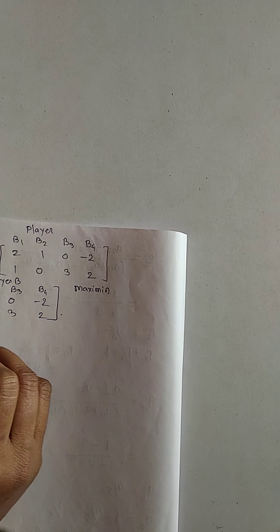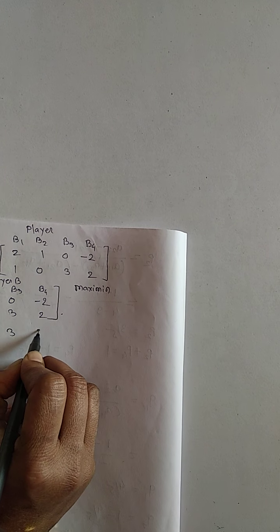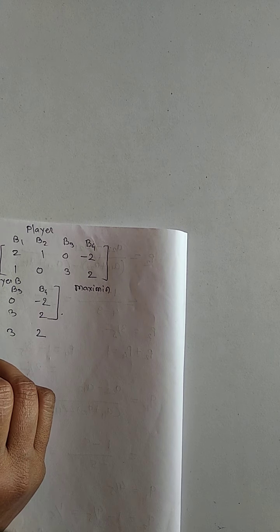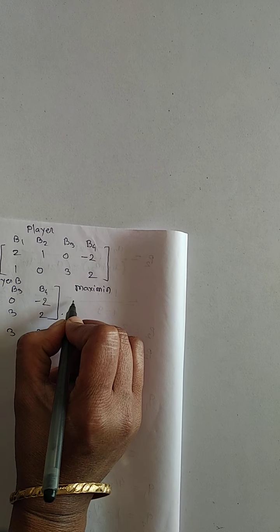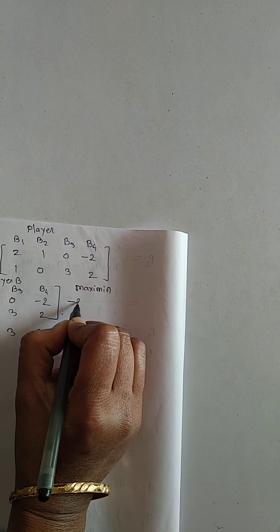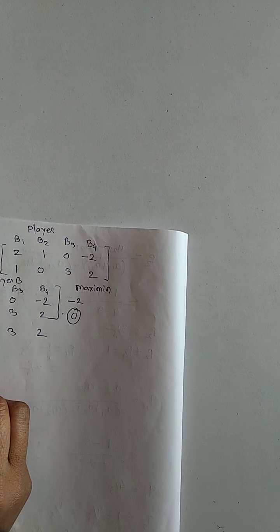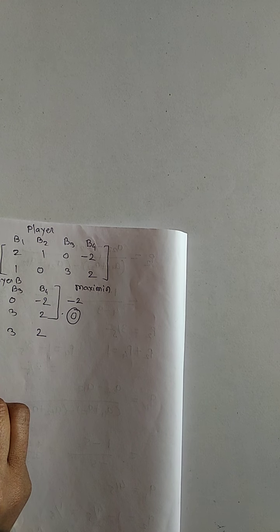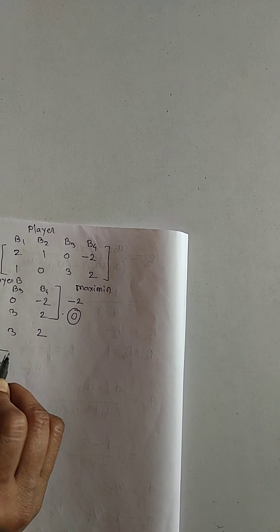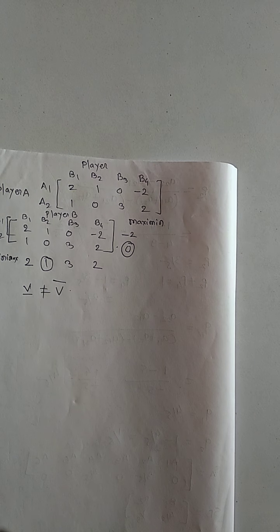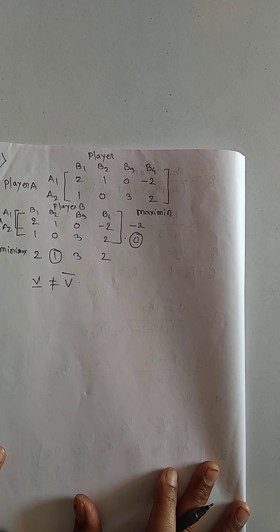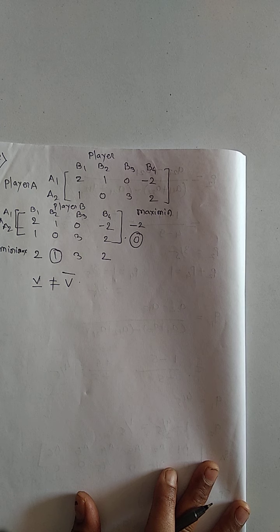Here the maximum element is 2, here 1, 3, 2, and the minimum of this maximum is 1, and here the minimum elements are minus 2, 0, and the maximum of this is 0. Therefore maximin is not equal to minimax. The game is without a saddle point. And clearly the given payoff matrix does not have a saddle point, and the game is given by a 2 by 4 game and cannot be reduced by the dominance property.